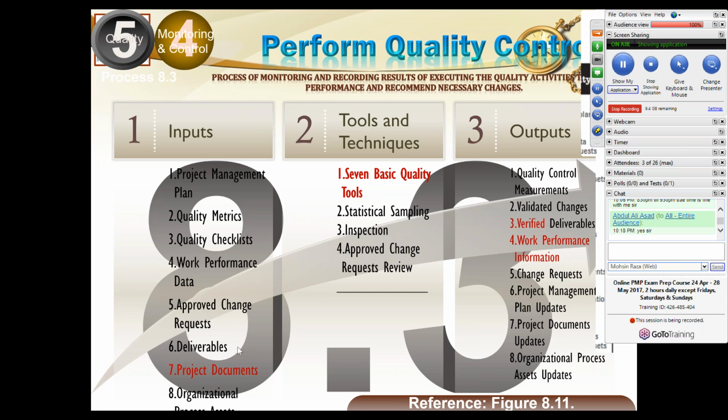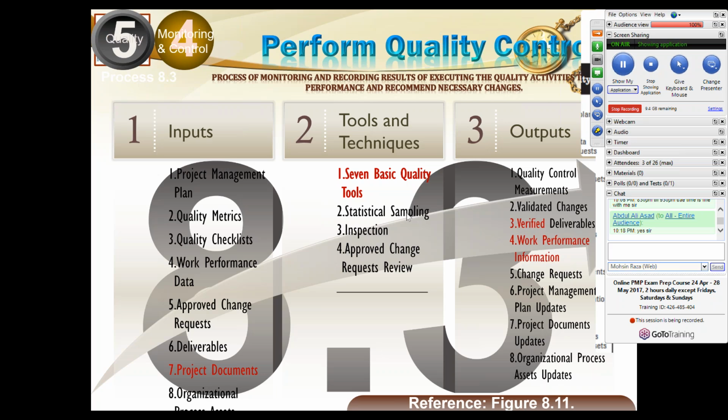Then we have deliverables. What do we do with the deliverable? We actually do a lot with the deliverable here. We do the inspection with the deliverable. And as a result, we either accept or reject it. So if there is a problem with the deliverable, that would be a change request move. And if it is accepted, then it is a verified deliverable, point number 3 in output. The deliverable is verified.